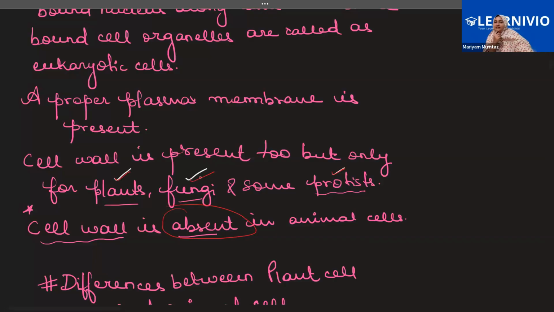What is the plant cell wall made up of? Cellulose. Fungal cell wall? Chitin. Okay. And bacterial cell wall? Starts with a P. Peptidoglycan.